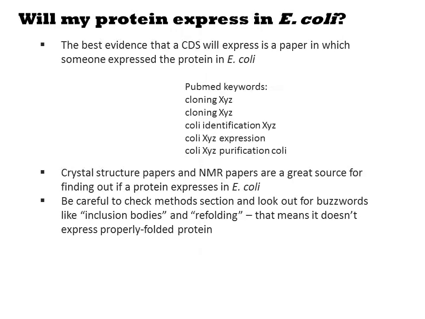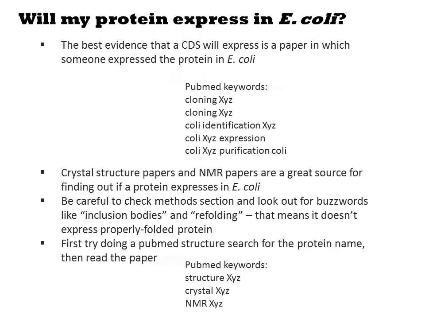One caveat to that inference is that sometimes people will overproduce a protein in E. coli and it will accumulate, but it will be insoluble. The buzzwords here are inclusion bodies and refolding, which means they didn't actually express soluble protein. They purified the aggregates and then dissolved them and refolded them in vitro.